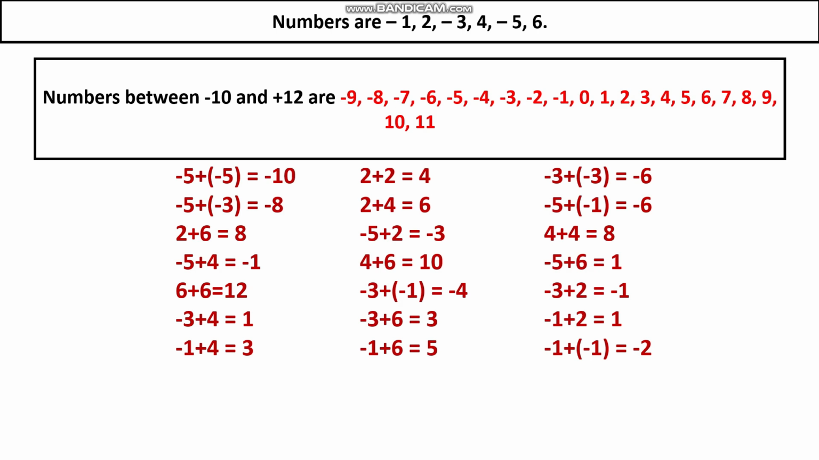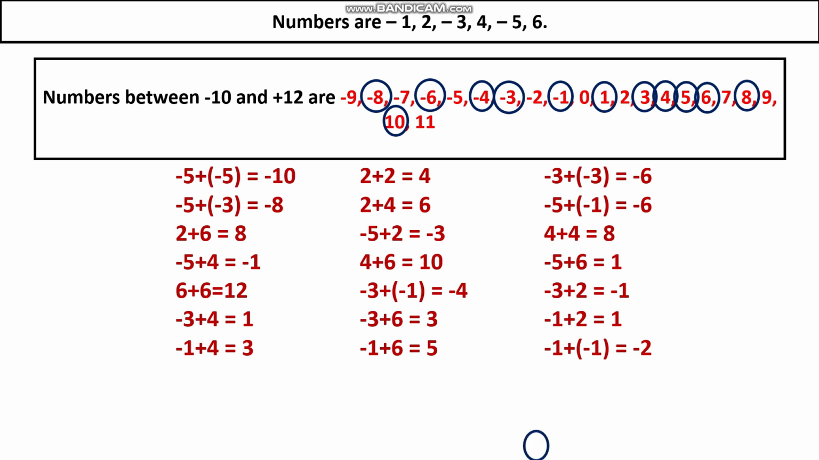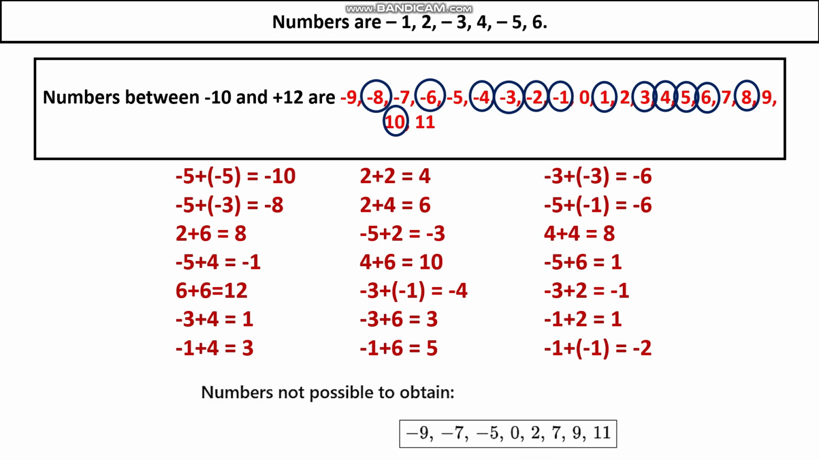So we can see that in these possible outcomes we get -8, -6, -3, -1, 1, -4, 5, 4, 6, 8, 10, 3 and -2. Numbers which are not possible to obtain are -9, -7, -5, 0, 2, 7, 9 and 11. So these numbers are not possible when we roll the dice and add both the integers.